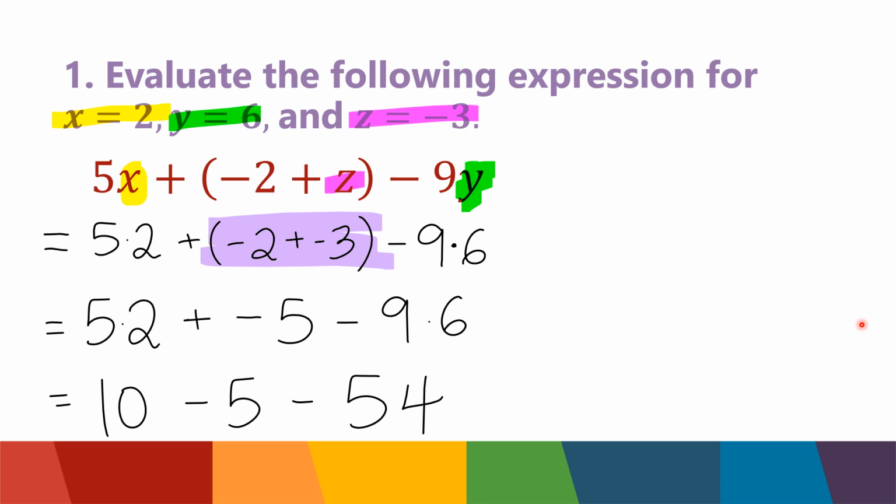Now I'm going to do my subtraction. That's all I have left. I'm going to do my subtraction just left to right. 10 minus 5 is 5, and 5 minus 54 is negative 49. So that is the value of the expression when x is 2, y is 6, and z is negative 3.